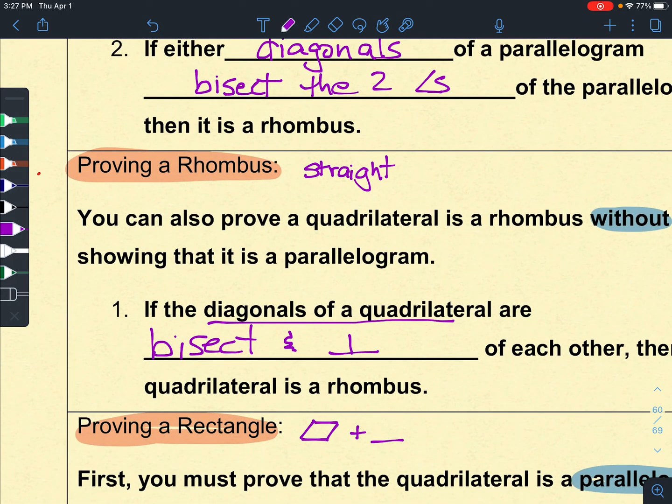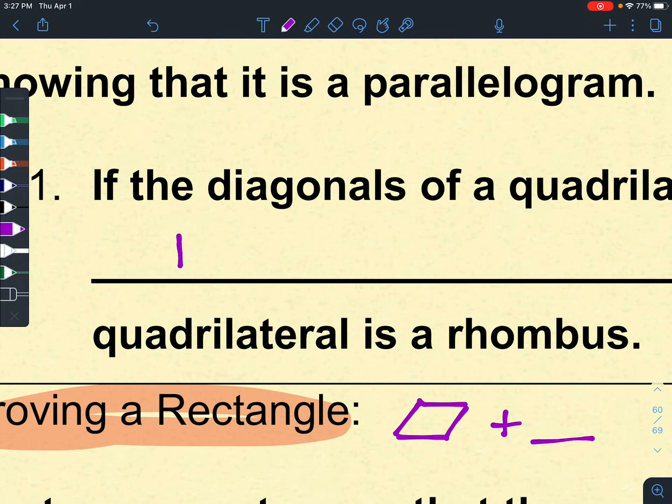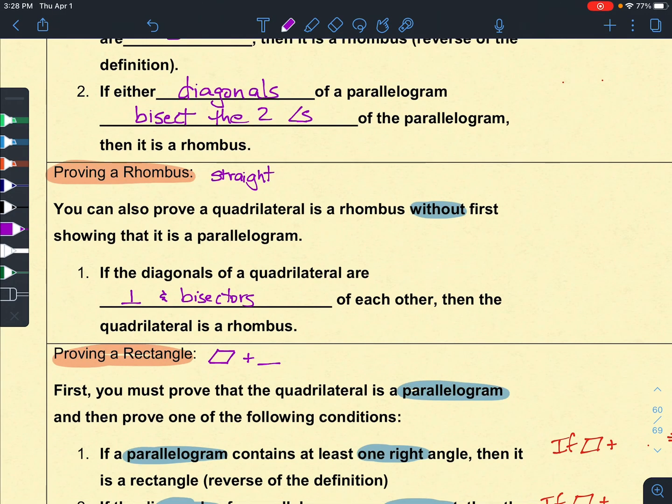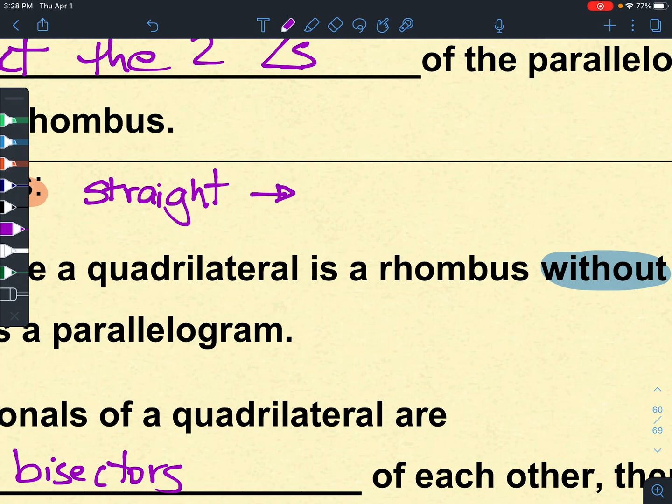Proving a rhombus straight away. Yes, so this is without necessarily proving it is a parallelogram first. And the way we do that is we say, okay, well, if the diagonals, just look at the diagonals. If they are both perpendicular and bisectors of each other, then we know that this is a rhombus. Okay? So to go straight, we would go through the diagonals to get there. Don't look at the sides, just start there.